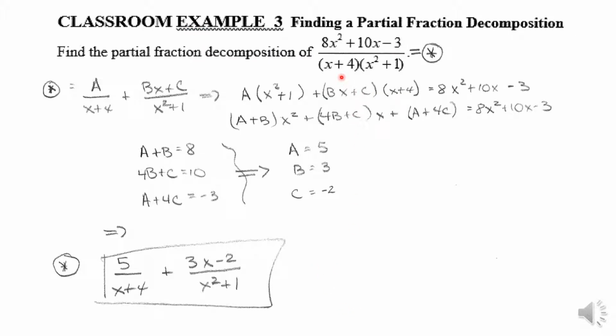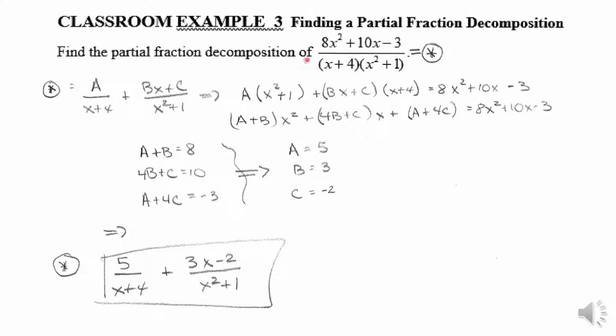Here I have a linear factor and an irreducible quadratic factor. This has no real roots and cannot be factored. So I have A over x plus 4 and Bx plus C over x squared plus 1. Again, I get a common denominator just like this one, and this is what I get for my numerator. And here's what my numerator is once I simplify it.